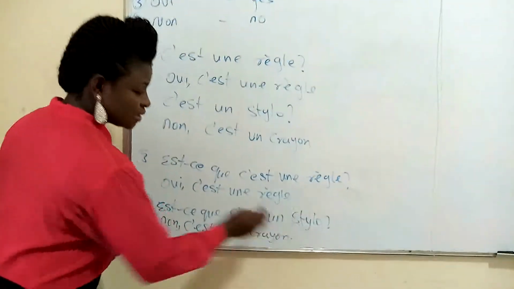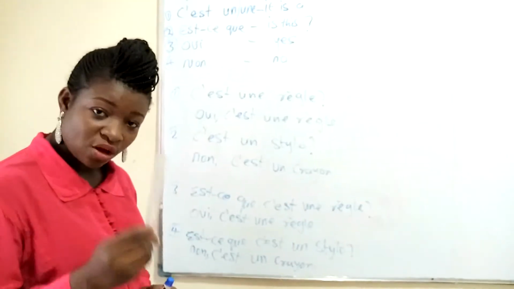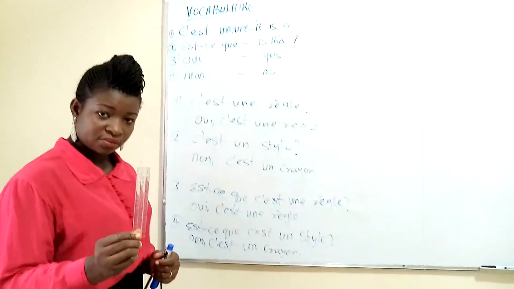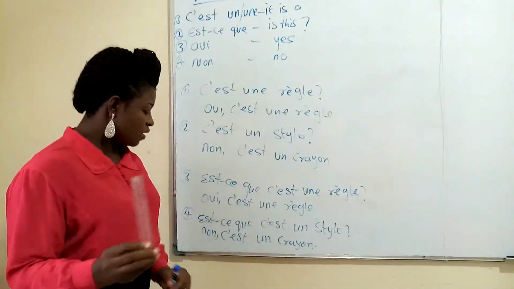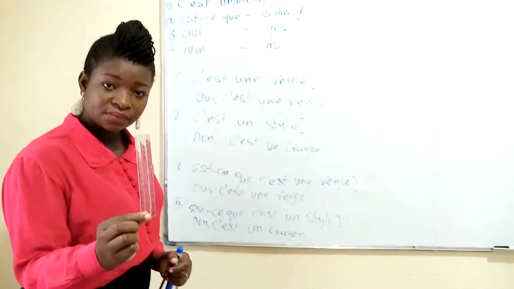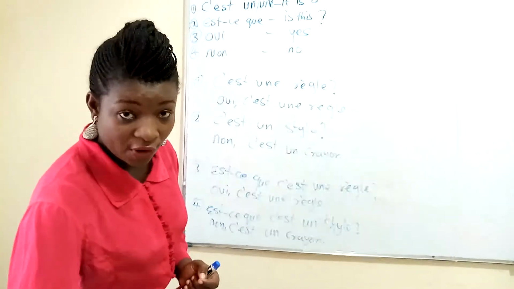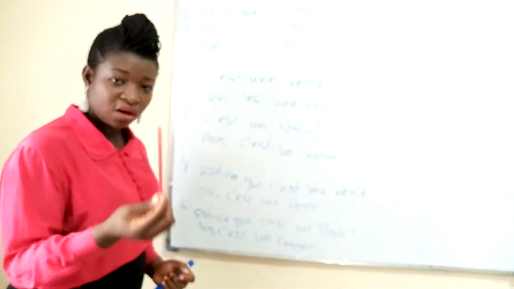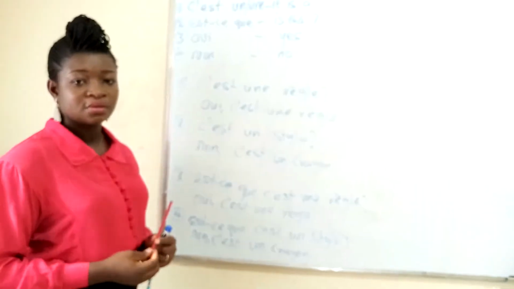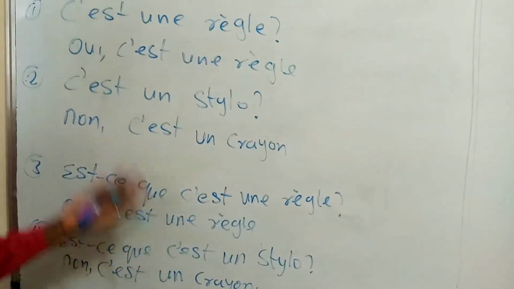Okay, let's look at the next one. Est-ce que c'est un stylo? Est-ce que, that's number 4. Est-ce que c'est un stylo? Since it is not un stylo, you say non, c'est un crayon. Non, c'est un crayon.